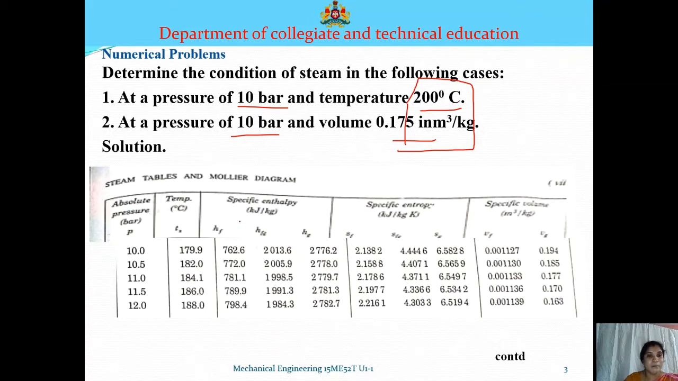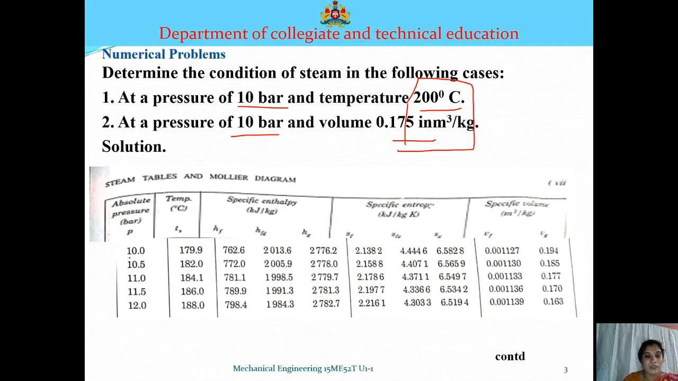So for 10 bar, dear students, in the previous session also I told you to bring a steam table or take a printout of the steam table. The steam table is very essential for this particular unit 1. Along with that, I hope you have brought notes, a calculator and a pen, right? Hoping you have all brought the book, notes, steam table, pen and calculator, I'll continue this session.